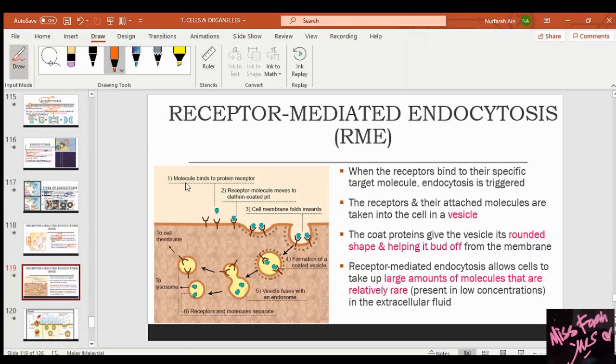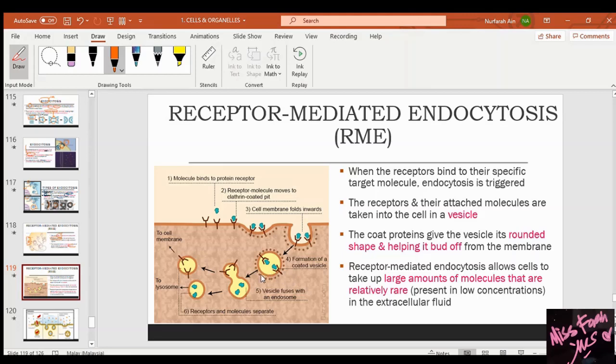As you can see here, the molecule binds to the protein receptor. Now this receptor-molecule complex starts to move to the area where there's a clathrin-coated pit. Once they are there, they trigger the coated pit to further invaginate, to fold inward, and eventually they form this coated vesicle.